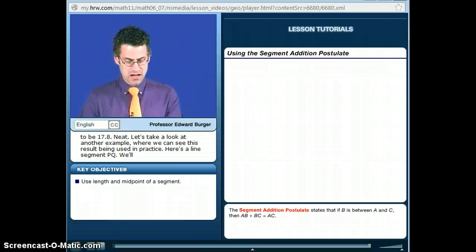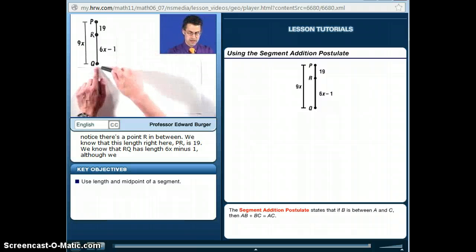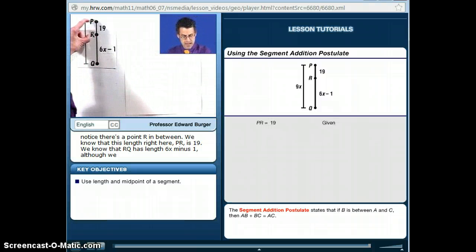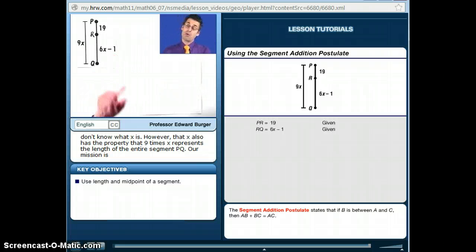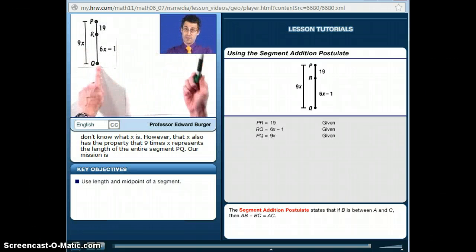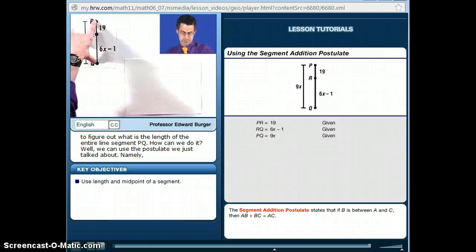So here's a line segment, PQ. And we'll notice there's a point R in between. And we know that this length right here, PR, is 19. And we know that RQ has length 6x minus 1, although we don't know what x is. However, that x also has the property that 9 times x represents the length of the entire segment PQ. Our mission is to figure out what is the length of the entire line segment PQ.